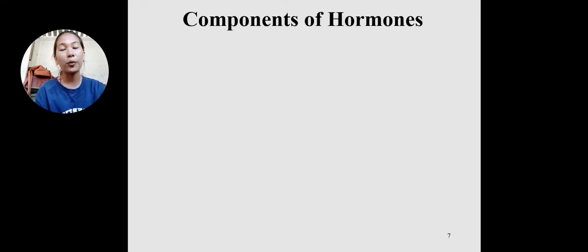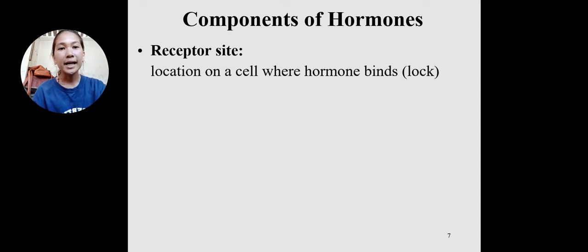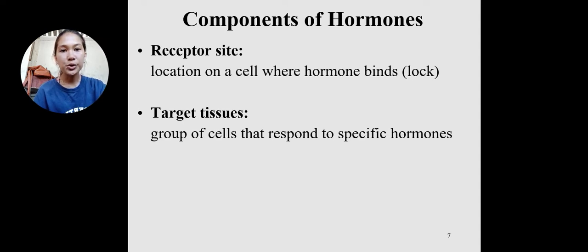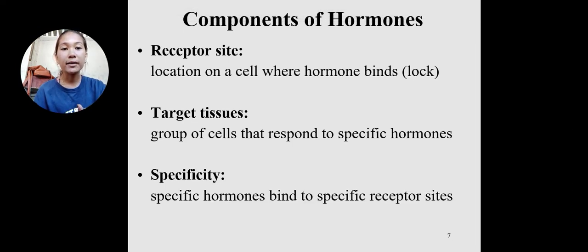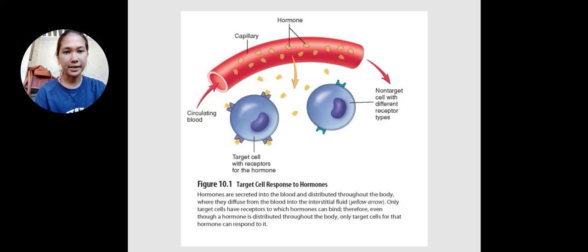So what are the components of hormones? It has a receptor site, which is the location on a cell where the hormone binds, and serves as the lock. The target tissues are a group of cells that respond to specific hormones. And the specificity: specific hormones bind to specific receptor sites.